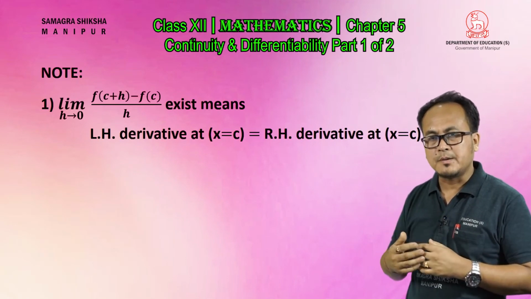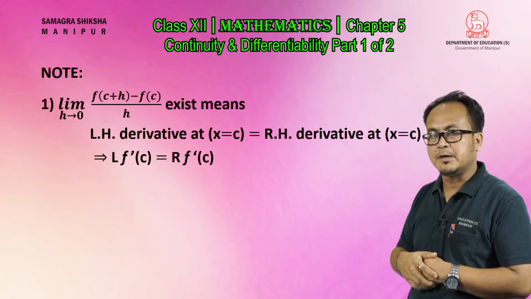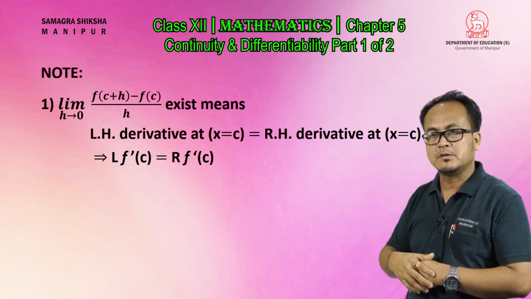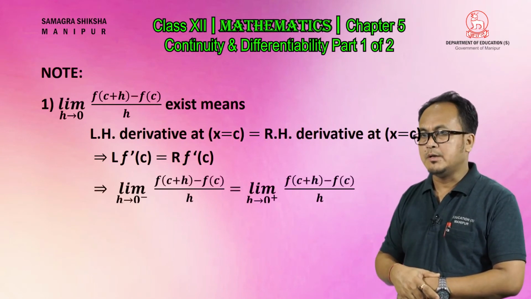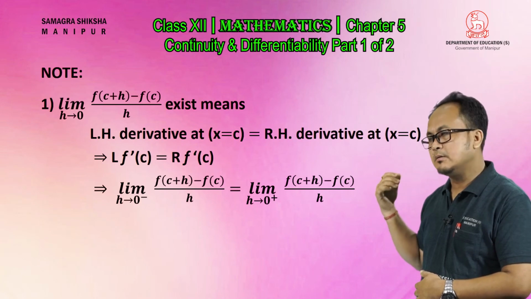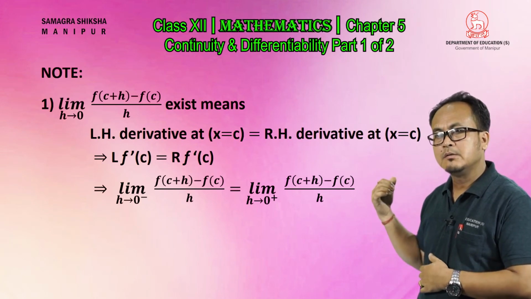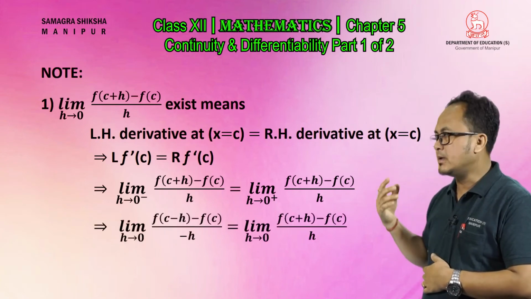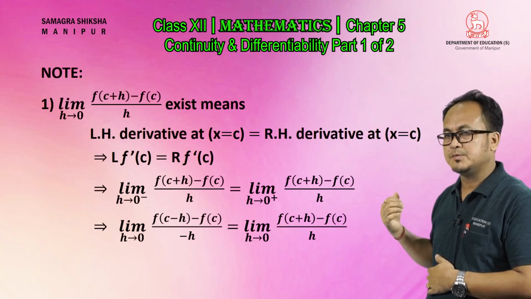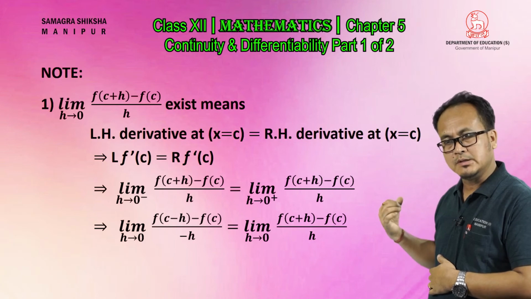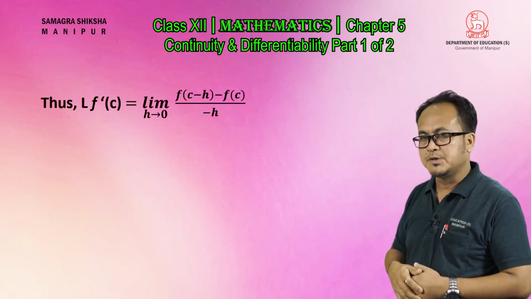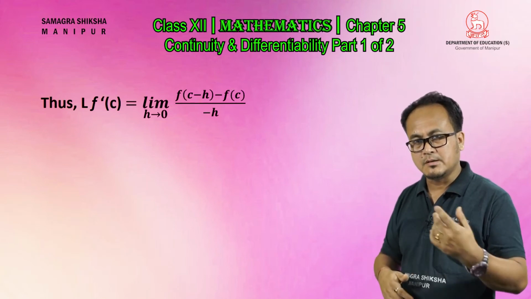The left hand derivative is denoted by the symbol capital L f dash c, and the right hand derivative by capital R f dash c. For the left and right limits, in the left case h tends to 0 minus and in the right case h tends to 0 plus. In place of h we replace 0 minus h. So the limit as h tends to 0 of f of c minus h minus f of c by minus h is the left hand derivative at c, and the right hand derivative is the limit as h tends to 0 of f of c plus h minus f of c by h.